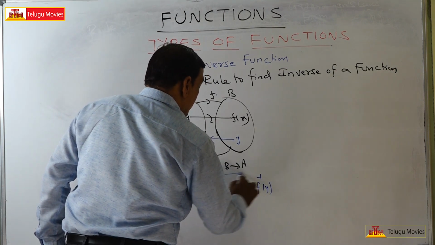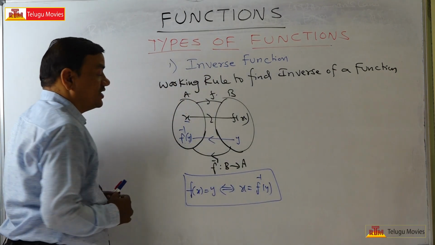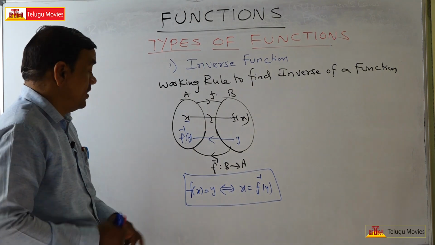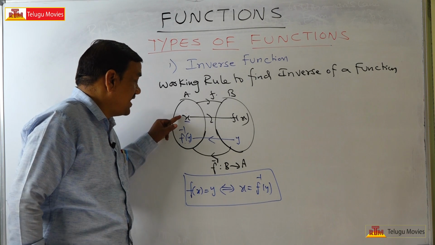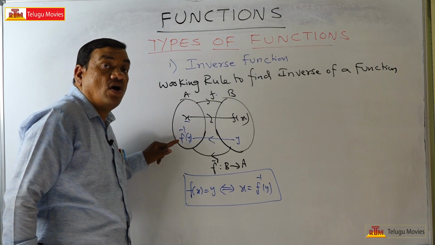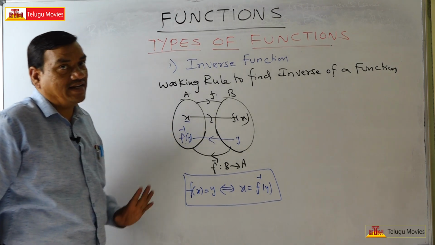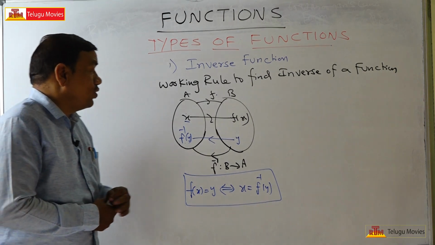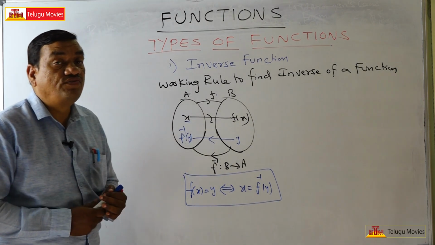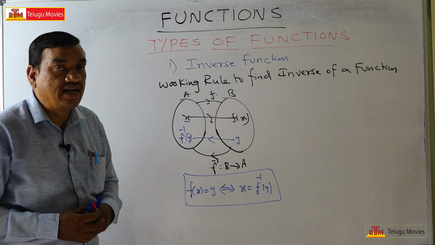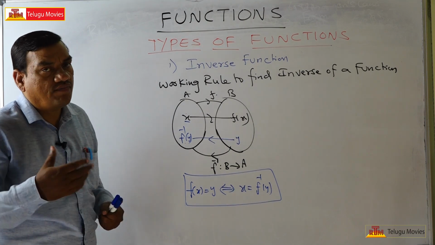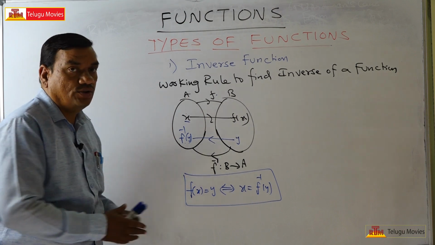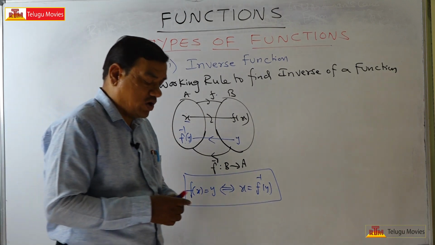So, this is a very important notation that you have to remember. If f of x is equal to y, or y is equal to f of x, then x is equal to f inverse of y, or f inverse of y is equal to x. Understand? So, to find the inverse of a function, first of all we have to check whether the function is one-one or not. And after that we will proceed according to this procedure. Now, let us take one small example here.